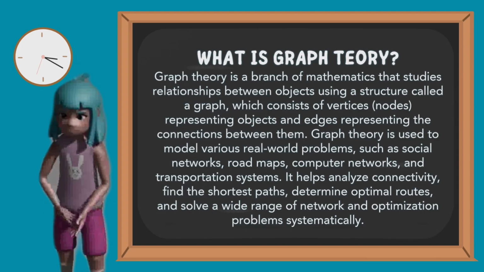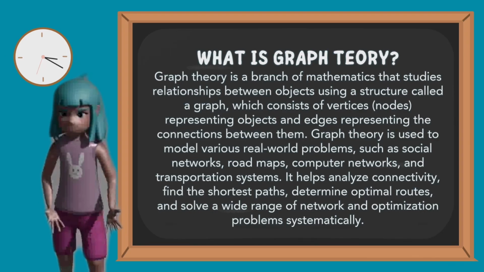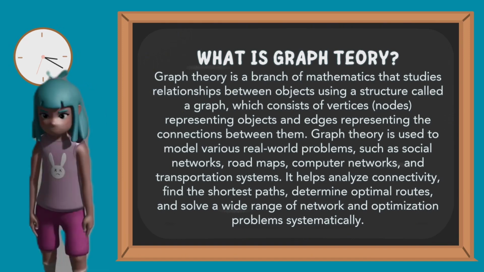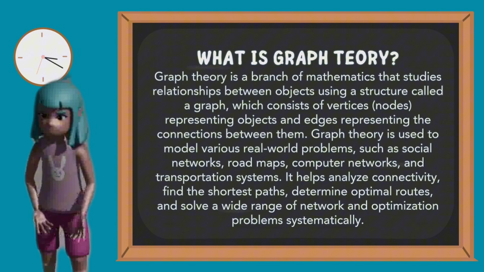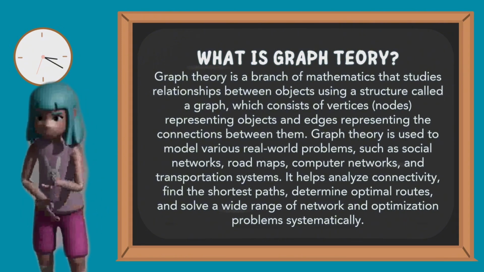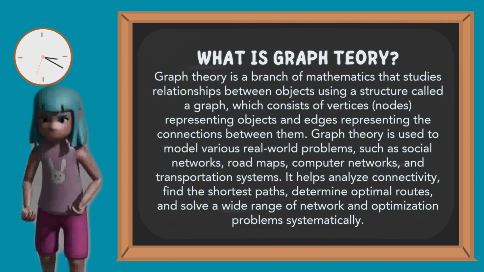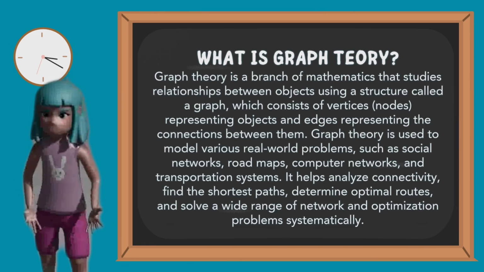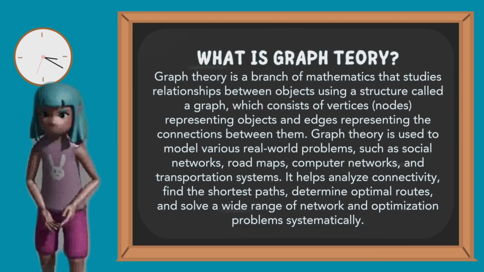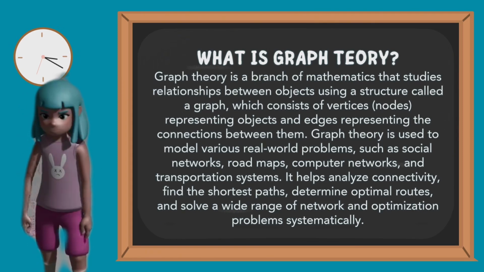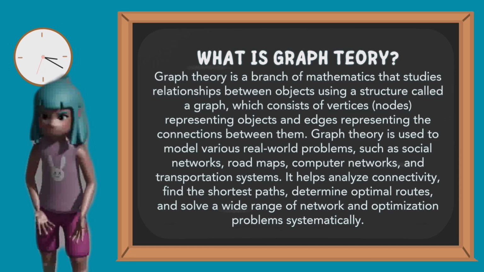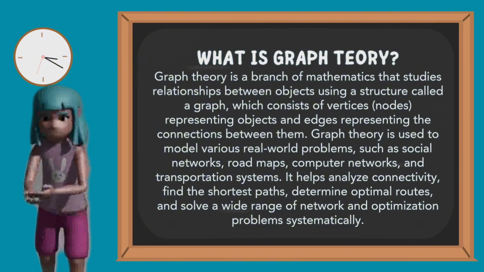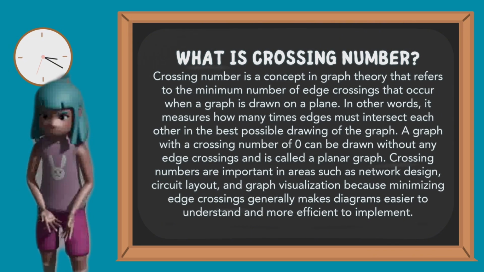What is graph theory? Graph theory is a branch of mathematics that studies relationships between objects using a structure called a graph, which consists of vertices, nodes, representing objects, and edges representing the connections between them. Graph theory is used to model various real-world problems, such as social networks, road maps, computer networks, and transportation systems. It helps analyze connectivity, find the shortest paths, determine optimal routes, and solve a wide range of network and optimization problems systematically.